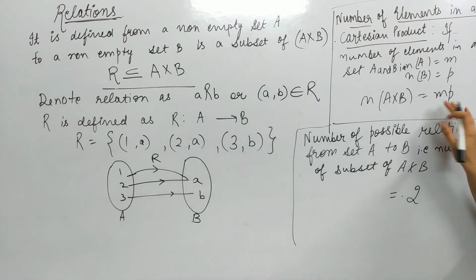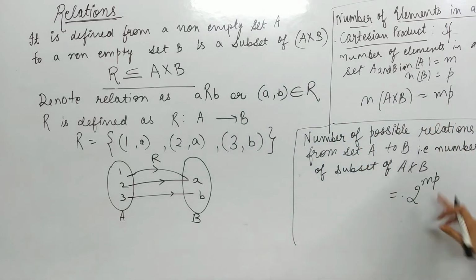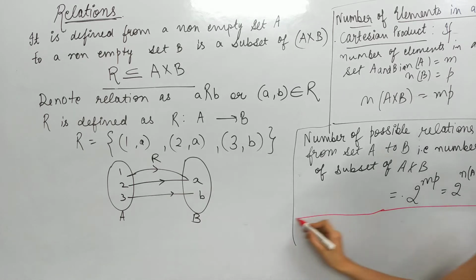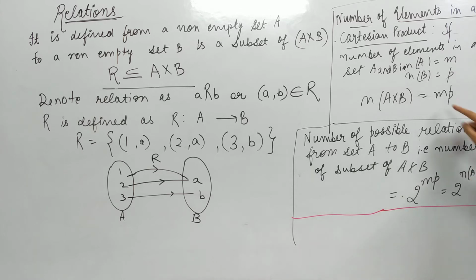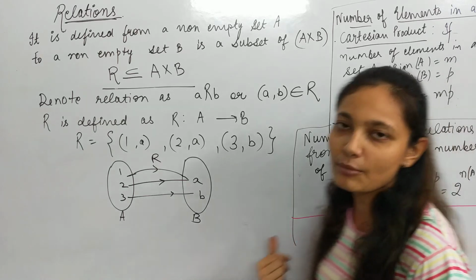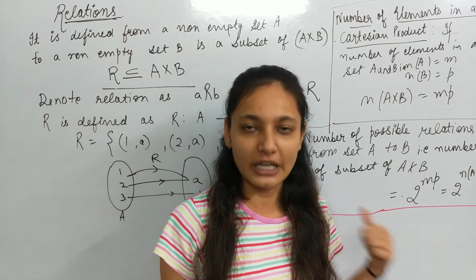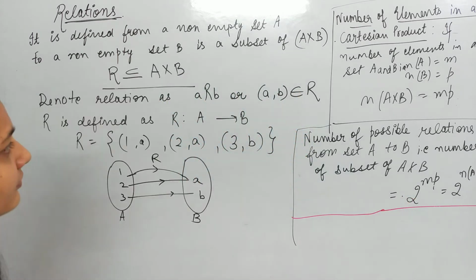So here your n is m into p because there are two sets. That is 2 to the power number of elements of A cross B, and you know that the number of elements in A cross B is the multiplication of the number of elements in both the sets. So जब हम दोनों सेट्स के नंबर्स की मल्टीप्लिकेशन करते हैं हमारे पास आता है कार्टेशियन प्रोडक्ट के नंबर ऑफ एलिमेंट्स. हमें निकालना है नंबर ऑफ सबसेट्स ऑफ A क्रॉस B, दैट विल बी 2 raised to power m into p. So this is the total number of relations possible from set A to B.